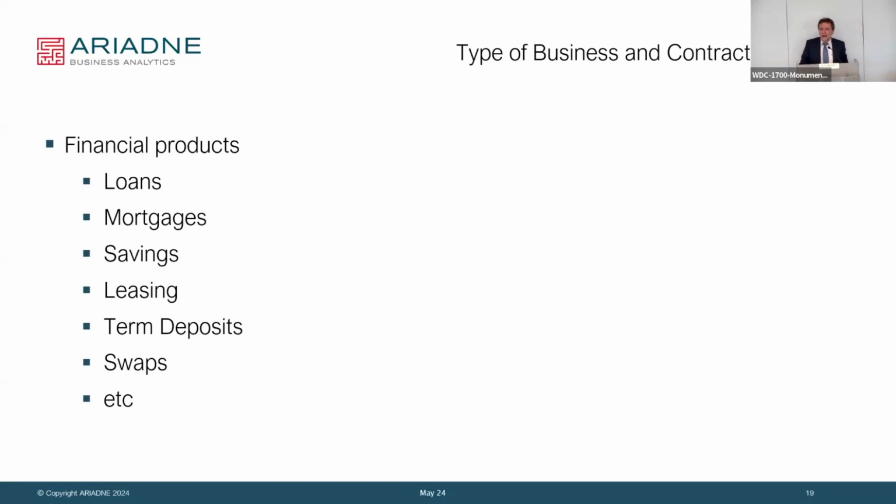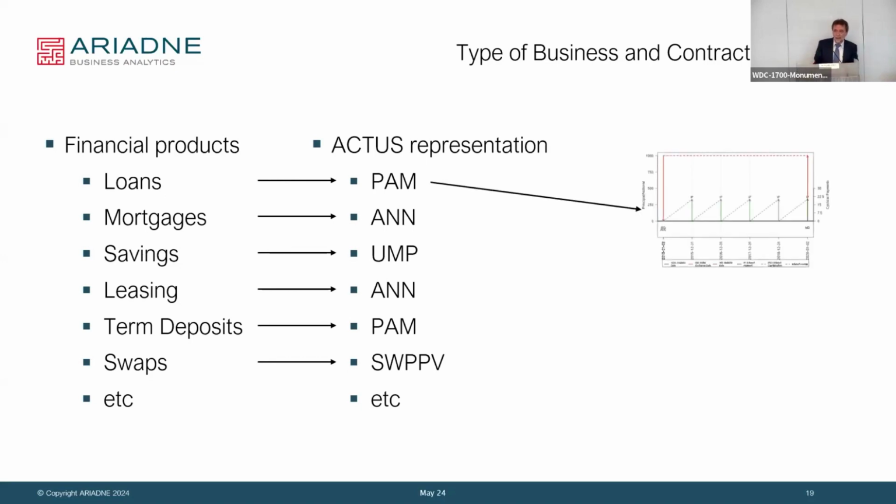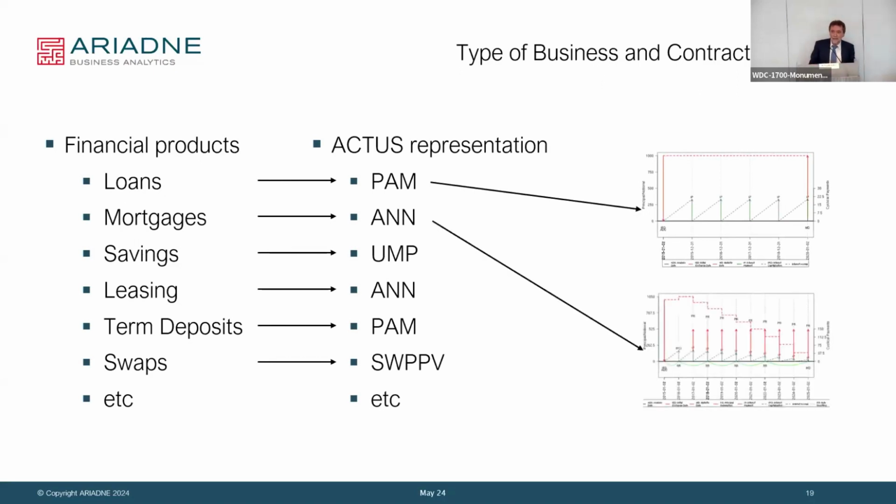Now, what is type of business? So we call these business loans, mortgages, savings, leasing, term deposits, swaps, etc. And they turn nicely into ACTUS contract types. Okay, this is a PAM, this is an ANN, this is a UMP, and so this is just short form for this type of financial contract. And behind PAM, we have something like that. That's principal at maturity, the pays back. Behind ANN, we have this pattern, and behind others, we have other patterns.